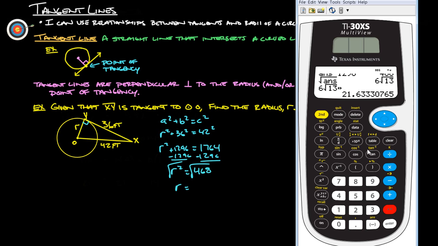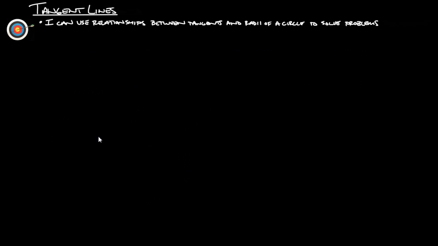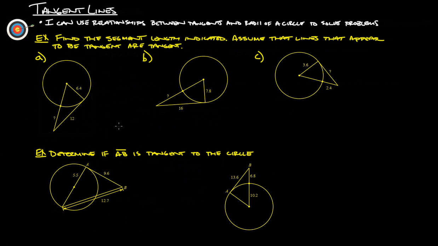Let's do the decimal answer. That's always a little bit more understandable, at least for me. 21.6, and this is going to be feet. So the radius is about 21.6 feet. Okay? All right, let's look at another example here. A couple of examples, and we'll call this good.